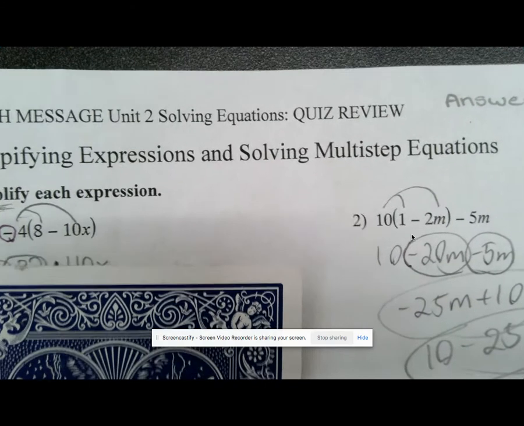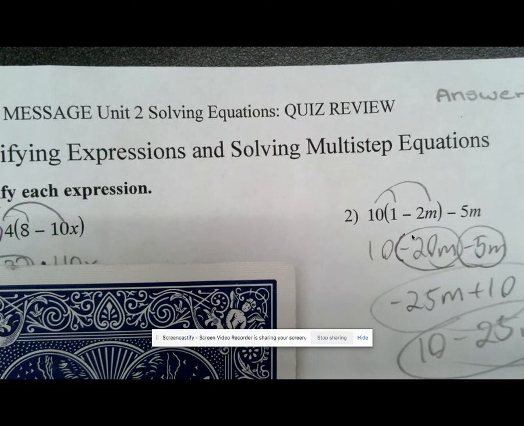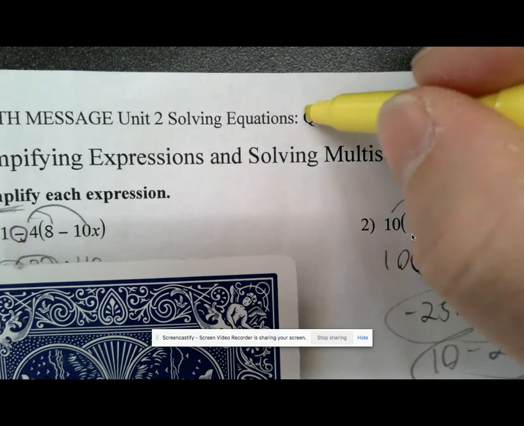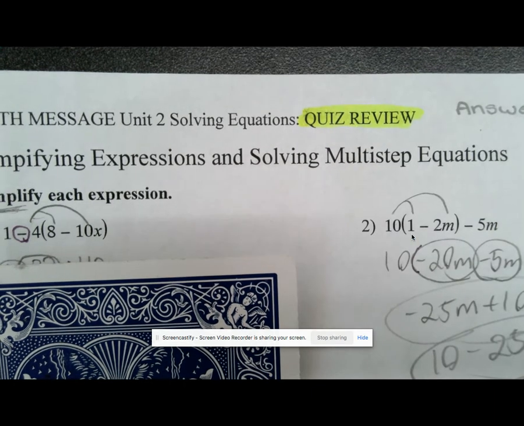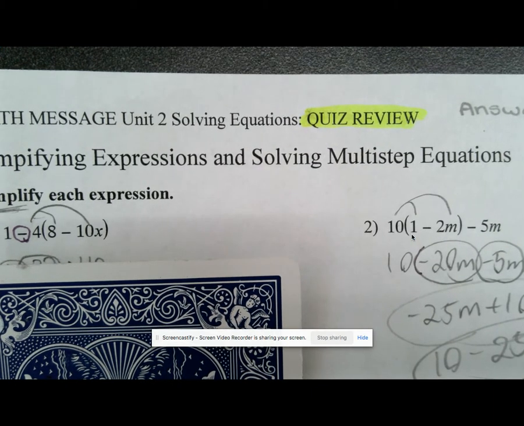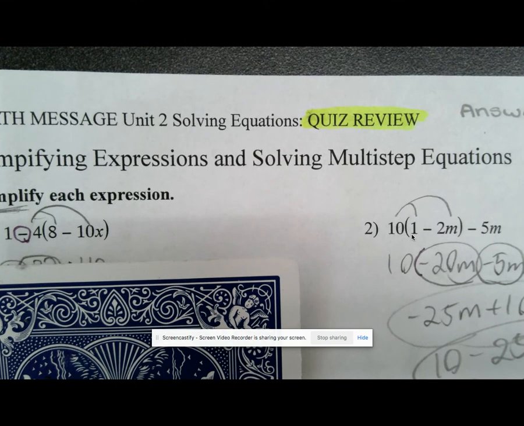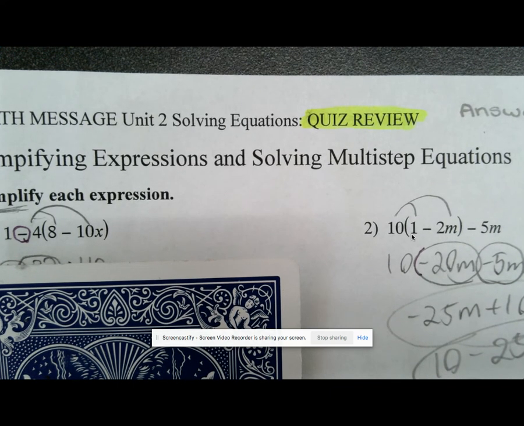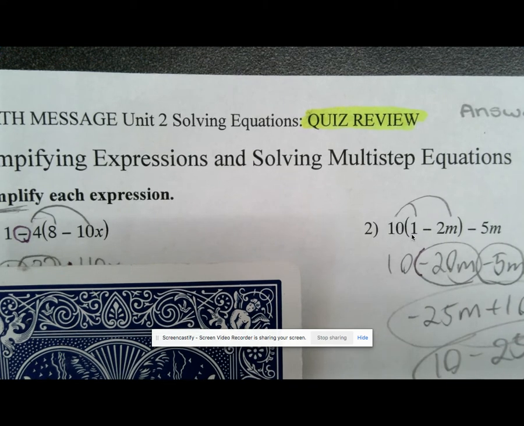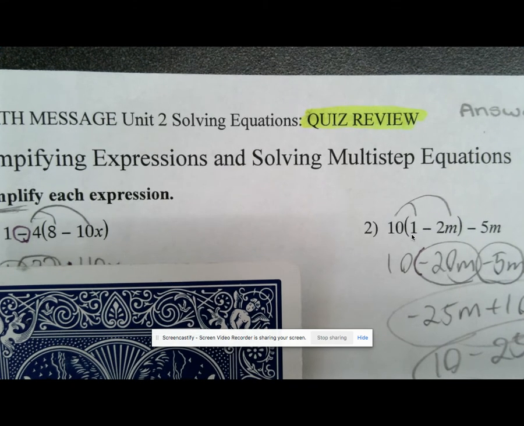All right, so this is a video answer key for the quiz review. We'll be probably starting the quiz tomorrow, Friday. This is on page 29 and 30 of your packet. So two ways you can deal with this video answer key. You can watch this video after you've done all the questions, or you can try a question and then press play and then check to see if you're doing the correct steps.